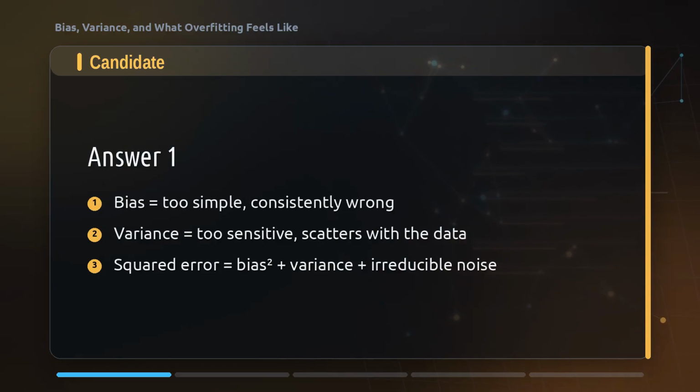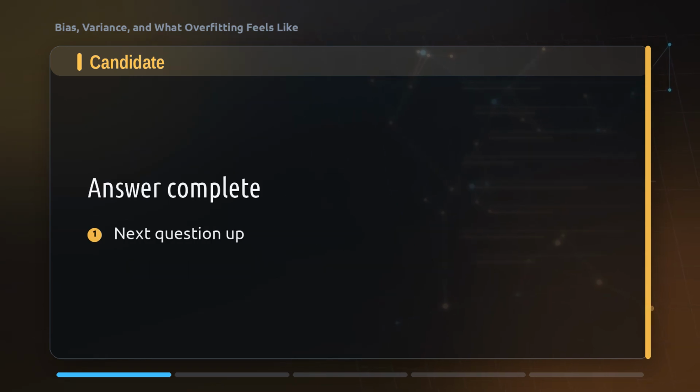For squared error loss, you can literally write total error as bias squared plus variance plus an irreducible noise floor you can never beat. The picture I keep in my head: high bias is consistently missing the target, high variance is scattering all around it. You're trying to land in the middle, where the model is just flexible enough and no more.